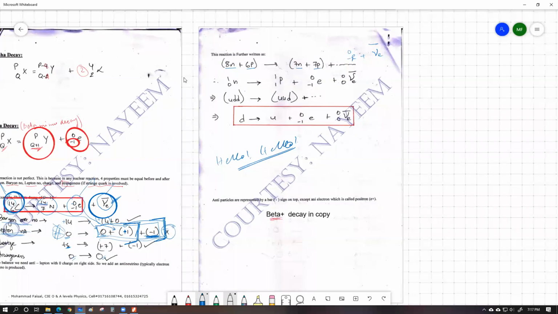So we wrote them as plus signs. If we get rid of the redundant or unaffected parts over here, you can see here we have 8 neutrons, here we have 7. So if you subtract 7 neutrons from both sides, you get 1 neutron remaining.